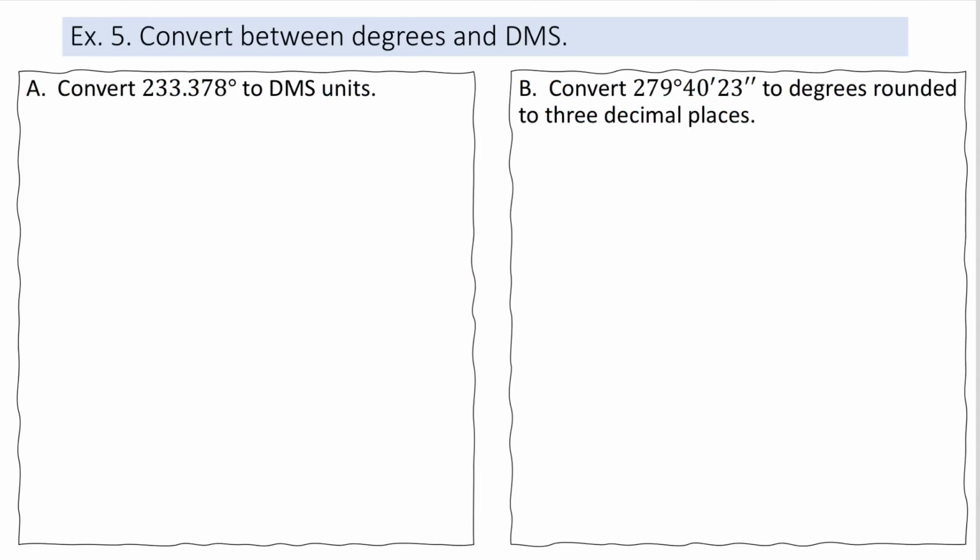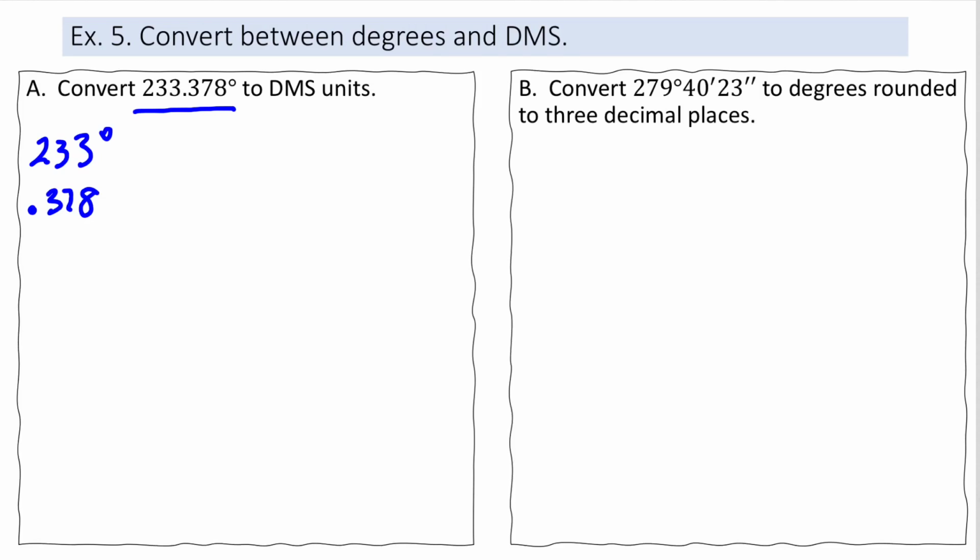Okay, so let's convert between degrees and DMS in both directions. So A says convert this decimal number here to degrees, minutes, seconds. So I look for my whole part. So that would be 233 whole degrees, and I start there. So I have 233 degrees. And now the decimal part, 0.378, those are my partial degrees. So 0.378 is going to be your minutes and seconds. So minutes and seconds are part of a whole degree. They're smaller than a degree.